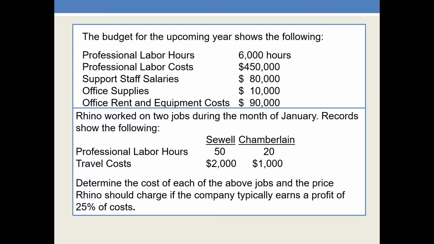Rhino worked on 2 jobs during the month of January. Records show the following. On the Sewell job, they used professional labor hours totaling 50 and had travel costs of $2,000. For the Chamberlain job, 20 professional labor hours were required and $1,000 in travel costs. Determine the cost of each of the above jobs and the price Rhino should charge if the company typically earns a profit of 25% of costs.